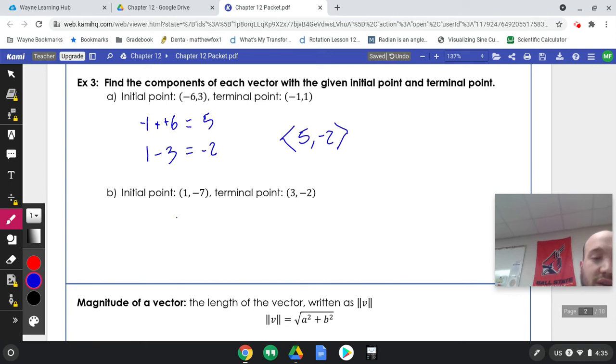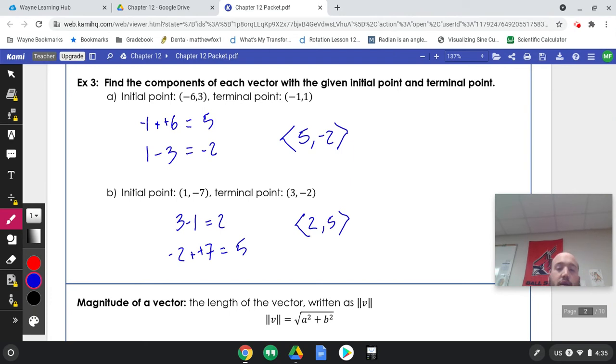So in this one, 3 minus 1, that's going to be 2. -2 minus -7, that will be 5. So 2 comma 5, 2 to the right, 5 up. Okay, and we're done. That's all there is to it in component form. If it's on the graph, you can just count over and up, or you can use this method as well.